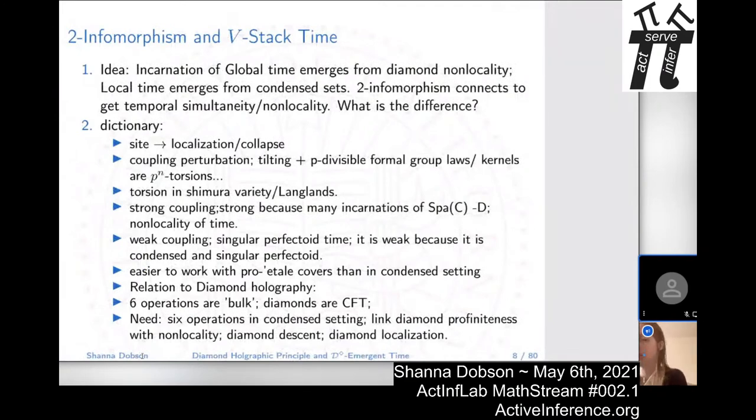So what do I need to finish? Well, you need to actually take the six operations and put them in the condensed setting and then link the diamond profinite conditions with non-locality. So you get what's called diamond descent.